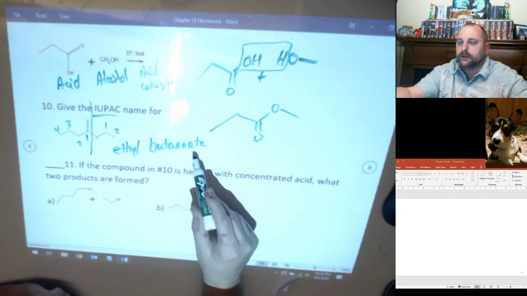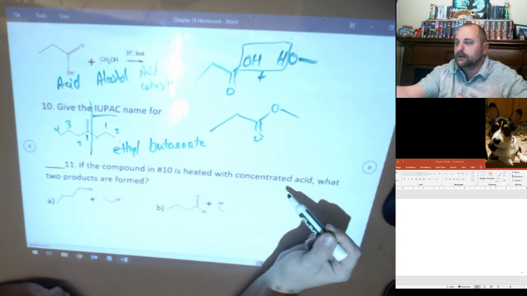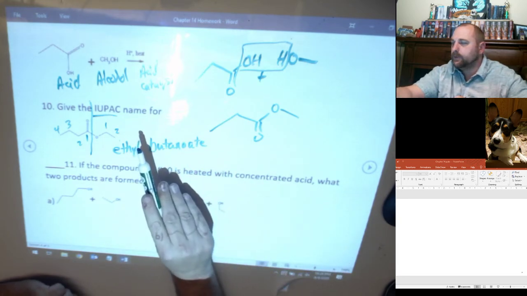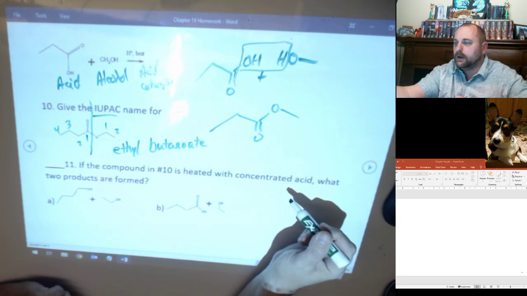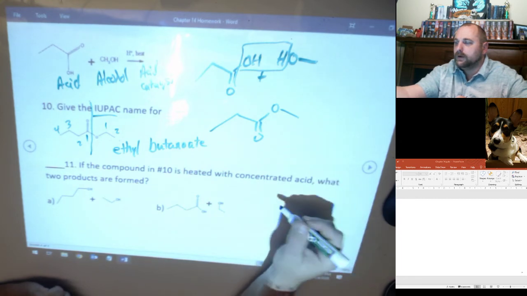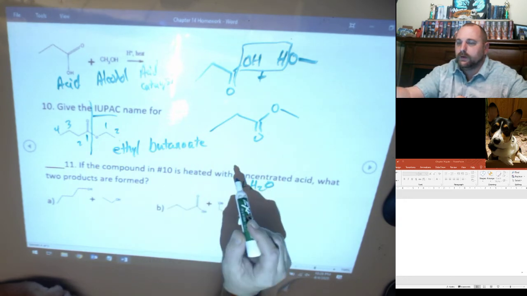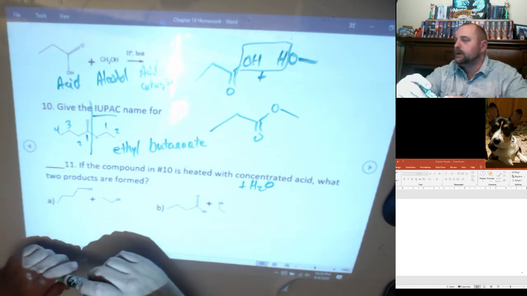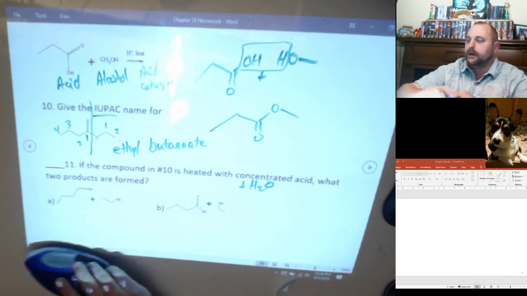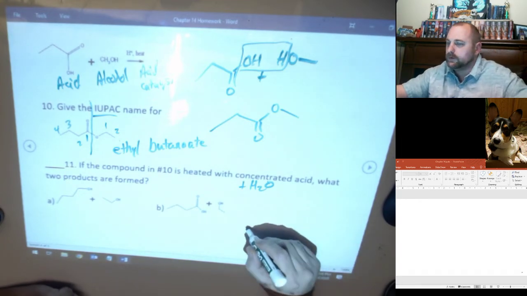Then it says take number 10. So this is that compound, and hit it with concentrated acid. That's like what we had before. And so we're hitting it with acid. Usually what we also are going to be doing here is adding water as well. And so I'm splitting this thing apart. We need to pay attention to how it splits. I'm going to jot that down and then we'll look at it.